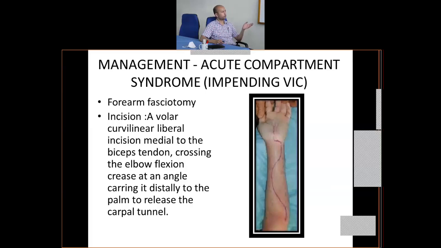Whenever you talk about the treatment of Volkmann's ischemic contracture, the first line in the management should be to treat the cause, which is acute compartment syndrome. So the first line in the management of Volkmann's ischemic contracture is early diagnosis and prompt treatment of acute compartment syndrome, so that it doesn't go on to Volkmann's ischemic contracture. Once it has gone to Volkmann's ischemic contracture, no treatment, I repeat, no treatment can reverse that pathology. So you have to prevent it from going to that contracture.